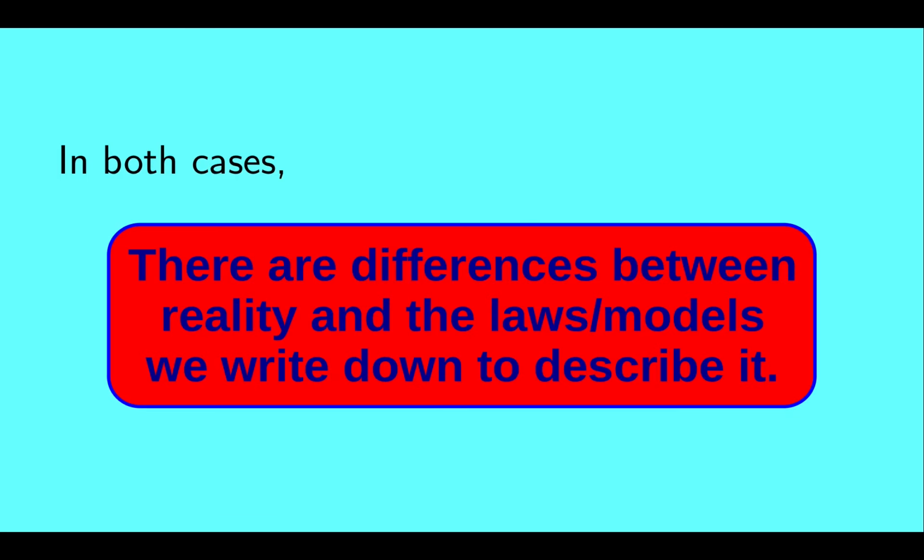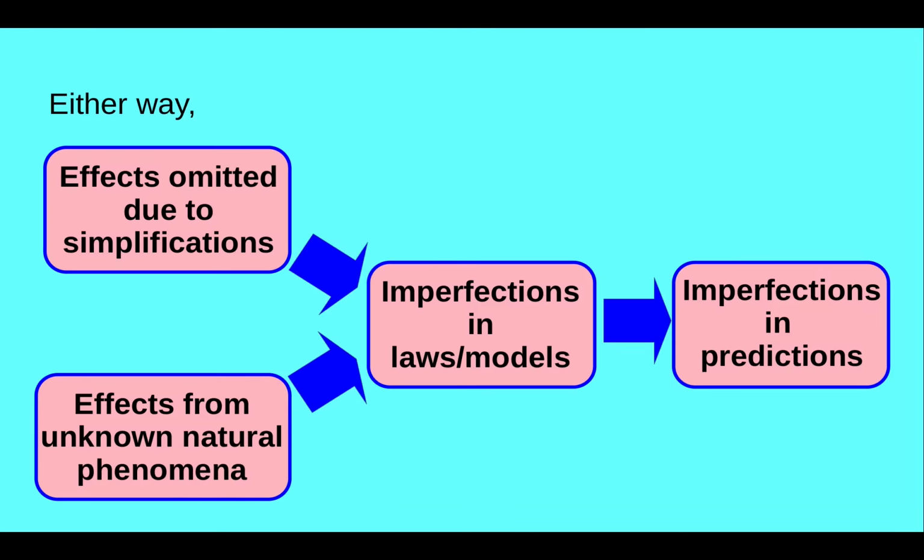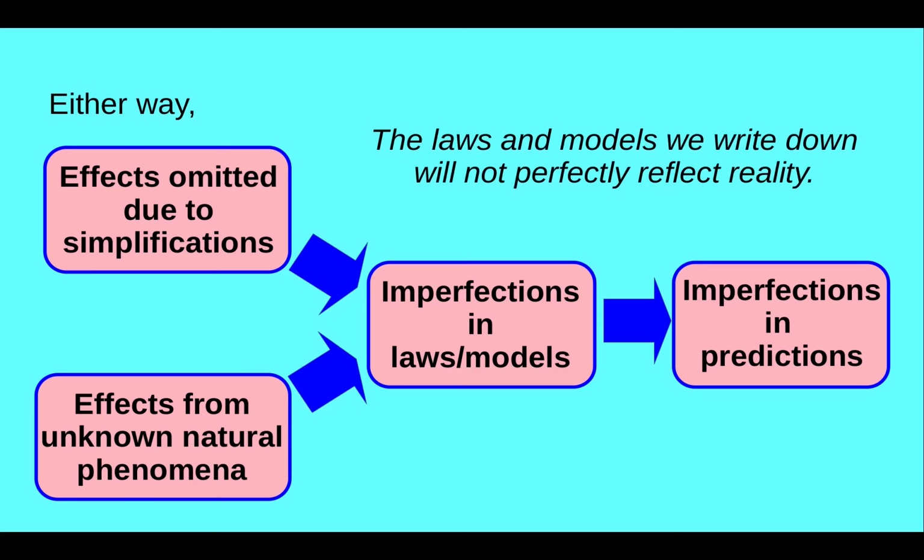Here, we have looked at two examples and seen that our laws and models leave out effects, either ones we in principle know about or ones we haven't discovered yet. So in both cases, there are differences between reality and the laws and models we write down to describe it. Which means that either way, the laws and models we write down will make predictions which will not perfectly reflect reality.